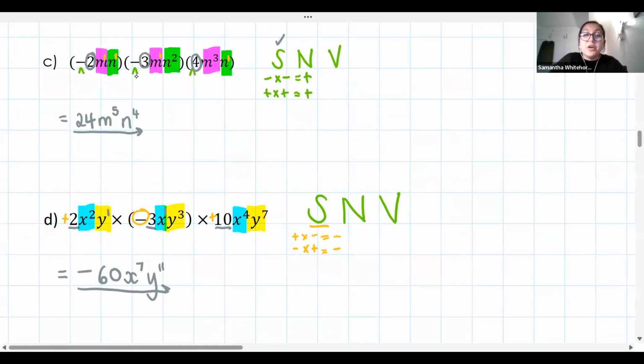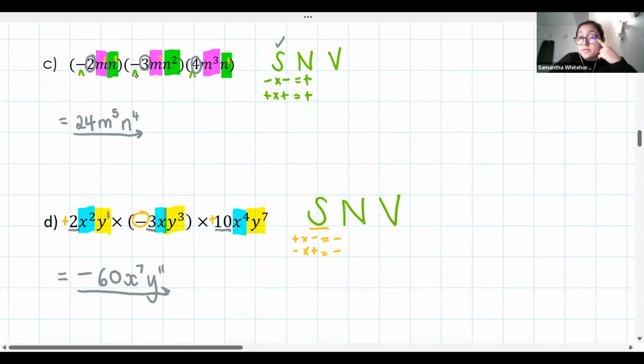Don't worry. Right, so SNV: signs, numbers, variables. Make sure you're going step by step. If you have got any questions, now's the time to raise your hand and ask. Otherwise, you're taking screenshots of C and D, and then we're moving on to see how we deal with division.